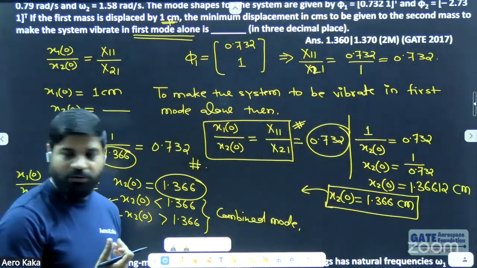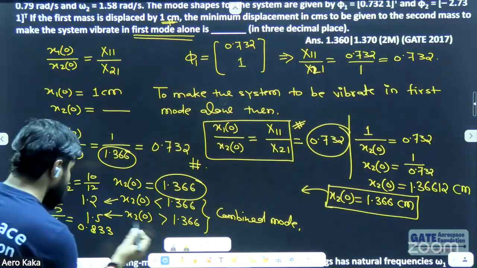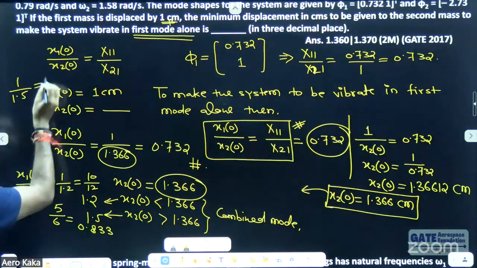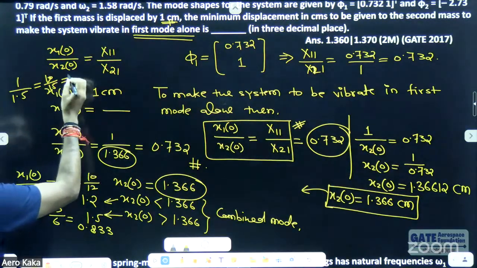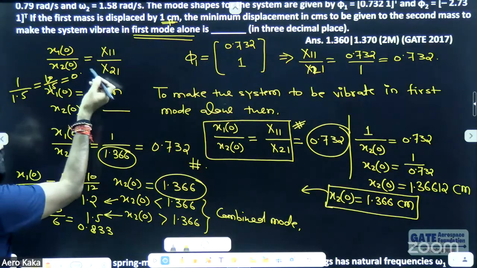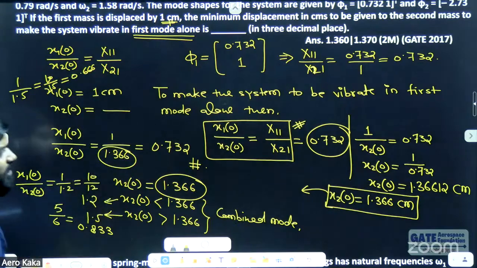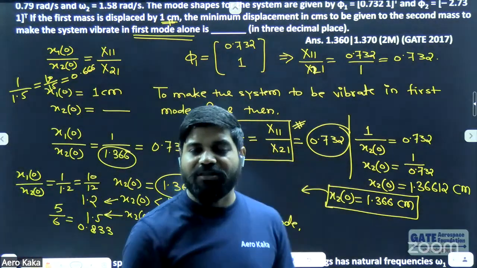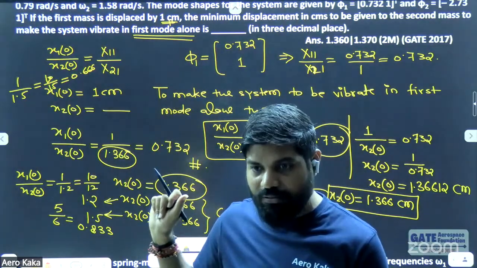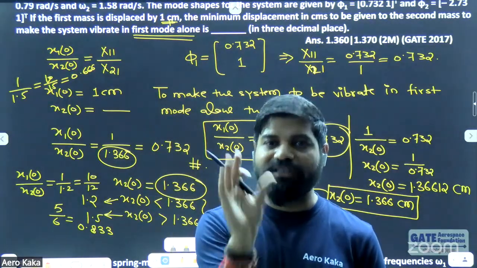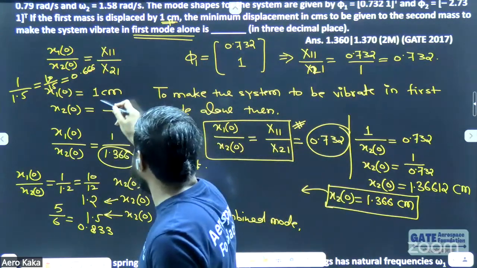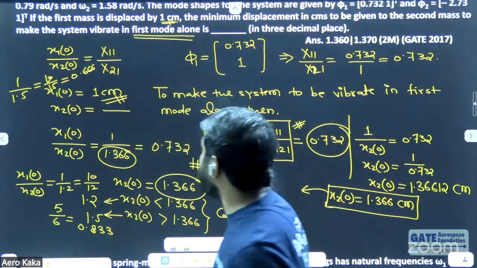No. For example, if we take another value, 1.5, then 1 upon 1.5 is 10 by 15, which is 2 by 3, that is 0.667. But this value is 0.732. So please remember, this is a unique value. It is the exact, minimum value for the 1 centimeter initial displacement of the first mass.